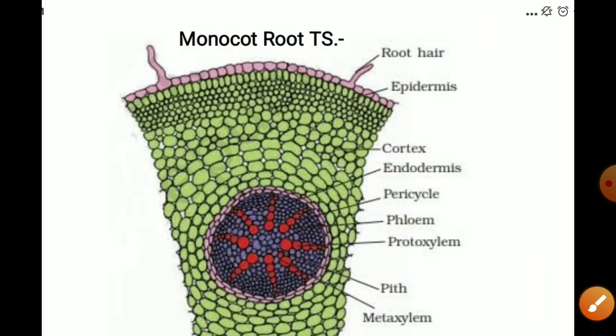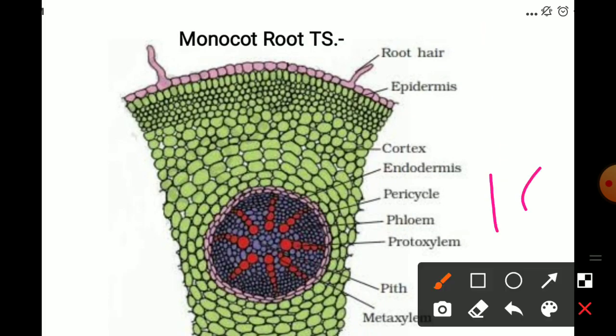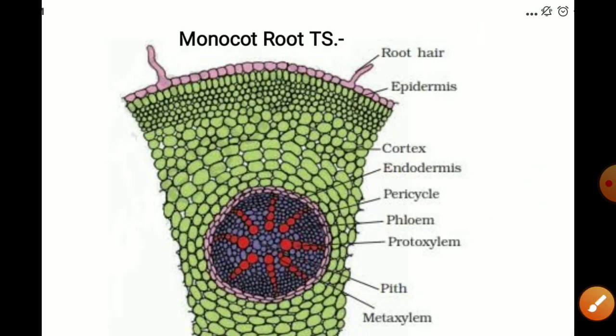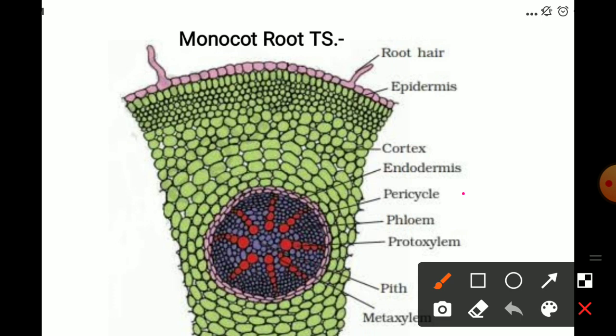Some show 16 radial vascular bundles, or sometimes in some of the monocots 22 radial vascular bundles are there. So this is called a polyarch type of condition. And if you observe the structure of each radial vascular bundle, the xylem bundle shows larger xylem elements toward the pith region.